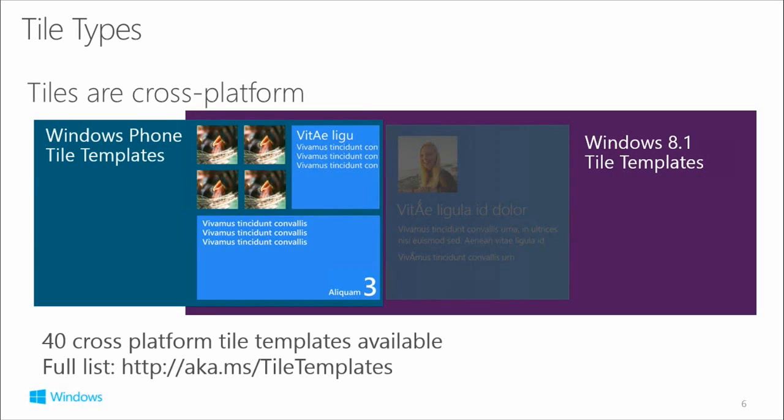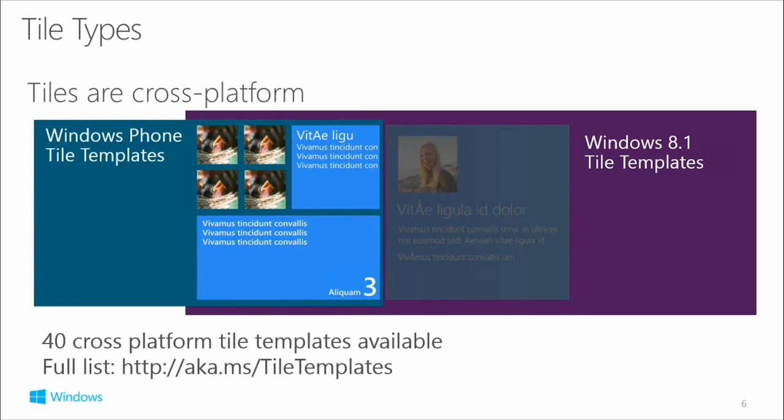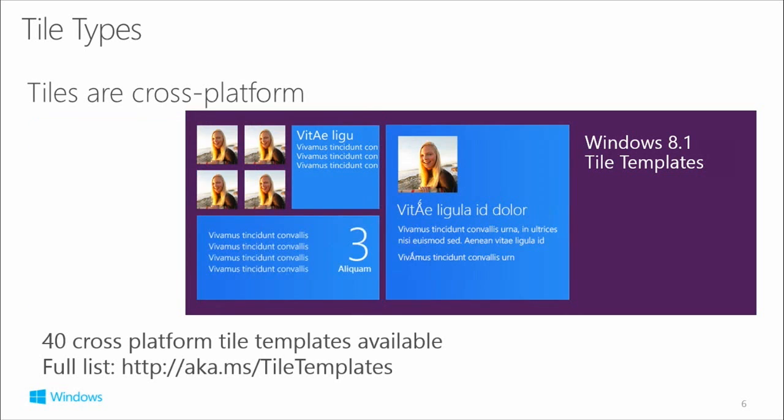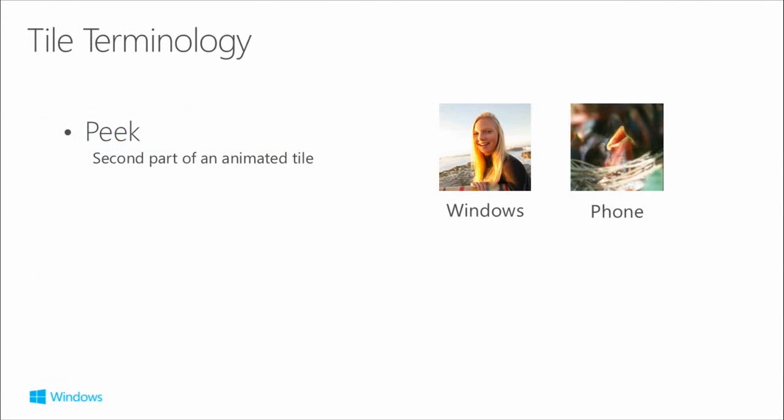And one thing that I'm going to call out, and we're going to see repeatedly as we go through this session, is that you see the Windows 8 tile types, and you can see that they're a little bit different visually than the Windows Phone tile templates. Well, these are the same templates. It's just that Windows Phone is rendering them in a way that perfectly fits the Windows Phone style. You can look at all of these cross-platform tile templates. They're available at aka.ms/tile templates.